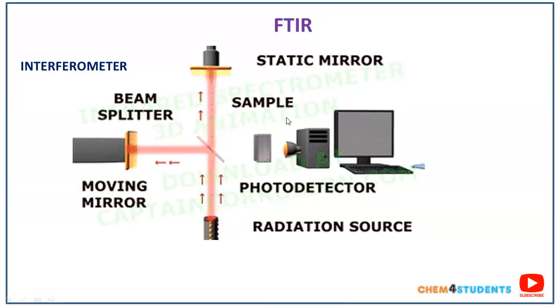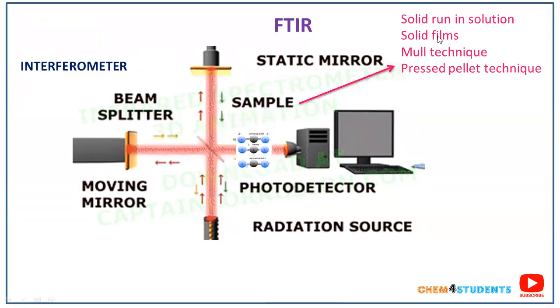Okay, this is the interferometer. Here we can achieve all frequencies. And the third one is called sample. The sample that we take is solid, sometimes liquid and gas. All types of samples can be analyzed using FTIR. Here we do not use glass material and plastic material as sample holder. Why? Because glass and plastic material will absorb IR radiation. That's why we are not using it. And the sample can be prepared by different methods. These are the four important methods, of which the pressed pellet technique is the most widely used, and the remaining techniques are solid run in solution technique, solid films, mull technique, etc.